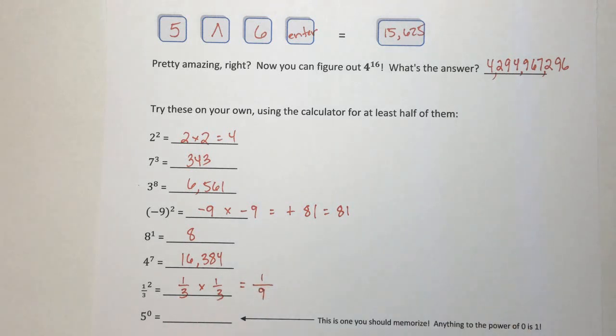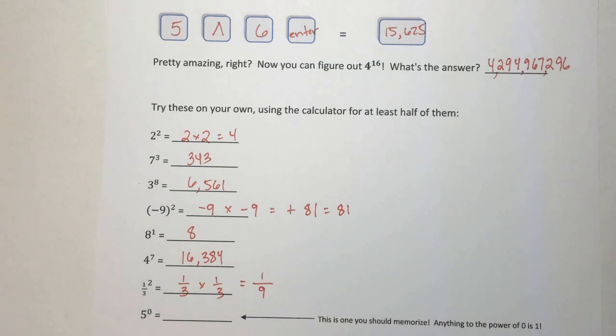And the last one, this one you have to memorize. Anything to the power of 0 is just going to be 1. If this was 7 to the power of 0, the answer would still be 1. Good job.